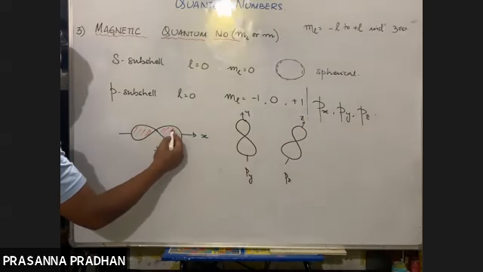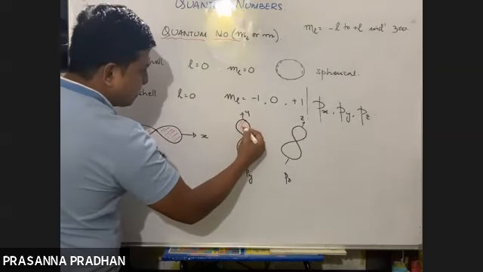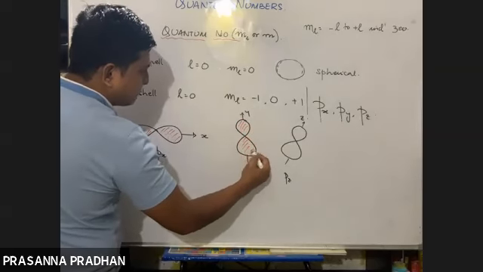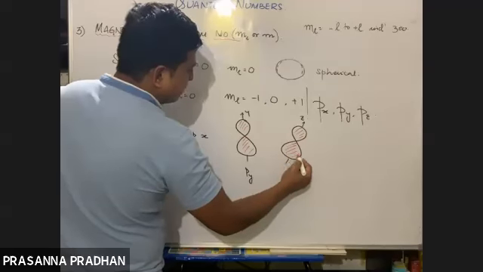So Px means the lobes will be oriented along the x-axis. Py means it will be oriented along the y-axis. Pz means it will be oriented along the z-axis like this.